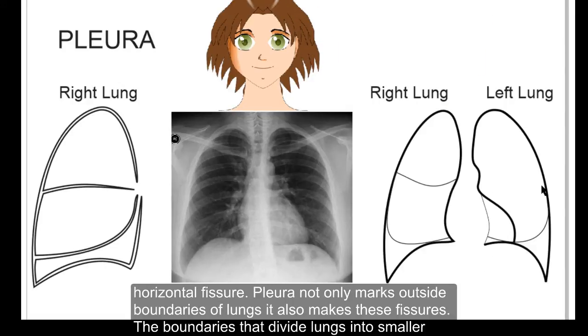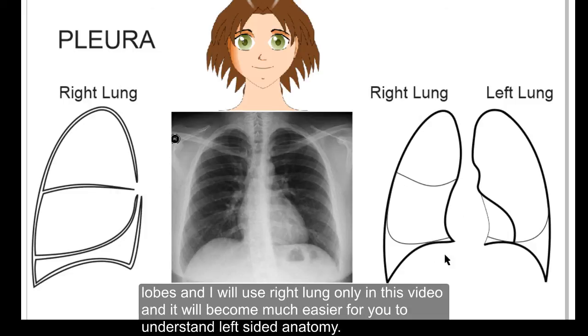So pleura not only marks the outside boundaries of the lungs, it also makes these fissures. The boundaries divide the lungs into smaller lobes, and I'll use the right lung only in this video, and it will become much easier for you to understand the left-sided anatomy as well.